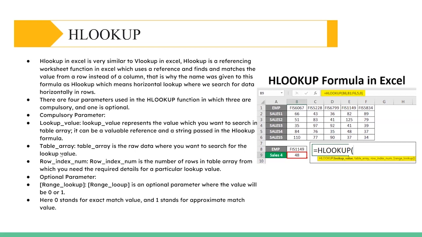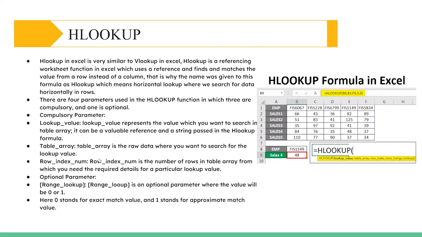optional. Now the parameters are again exactly the same as VLookup. The first is the lookup value, which we look up. Okay. So the lookup value represents the value which you want to search in the table array. It can be a value, a reference, or a string passed in the HLookup formula. Okay. Next, what you have is the table array. So table array is the raw data where you want to search for the lookup value.